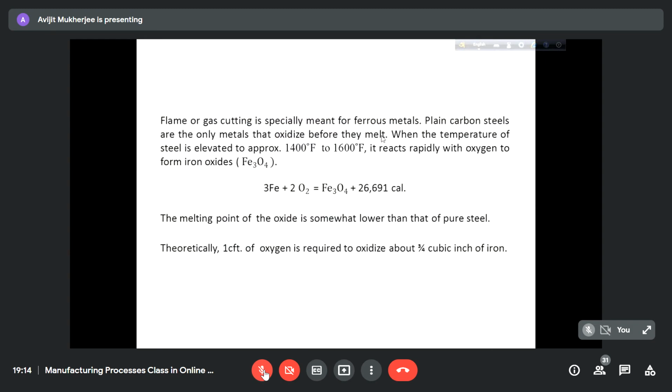Now gas cutting, what we had mentioned: ferrous metal is suitable because iron oxide is produced first. This is the reaction, Fe3O4 plus this much of heat. And approximately 1 cubic foot of oxygen is required to oxidize about 3/4 cubic inch of iron.